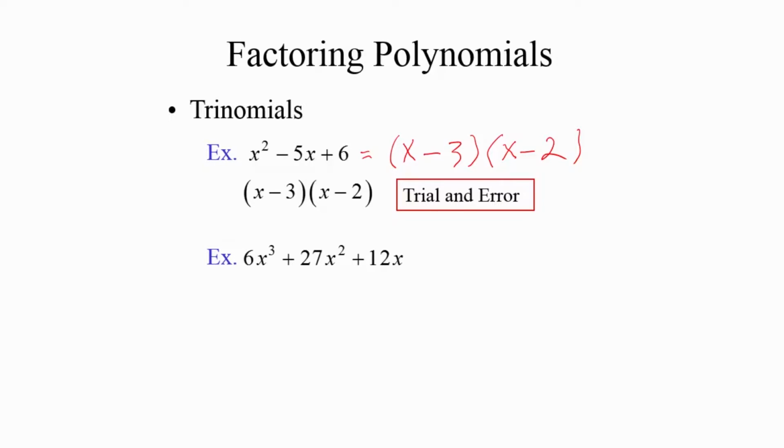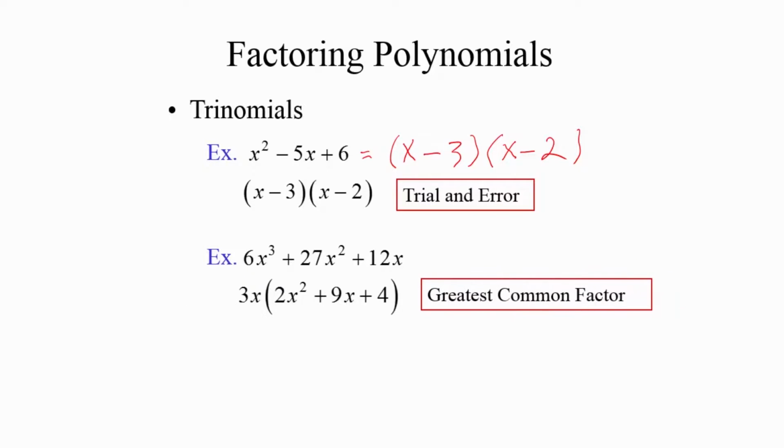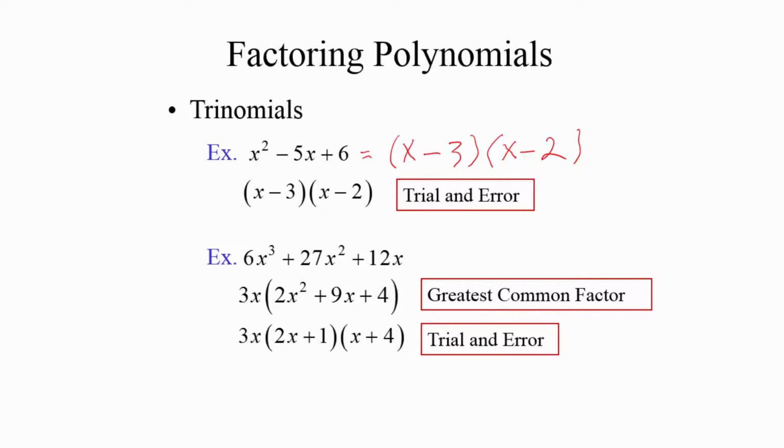And just confirm that they did it correctly too. So the 3x is the greatest common factor. They took it out. 3x times 2x squared plus 9x plus 4. And then using trial and error, which is what we did, they got 3x times 2x plus 1 times x plus 4. That would be the factoring of that polynomial.